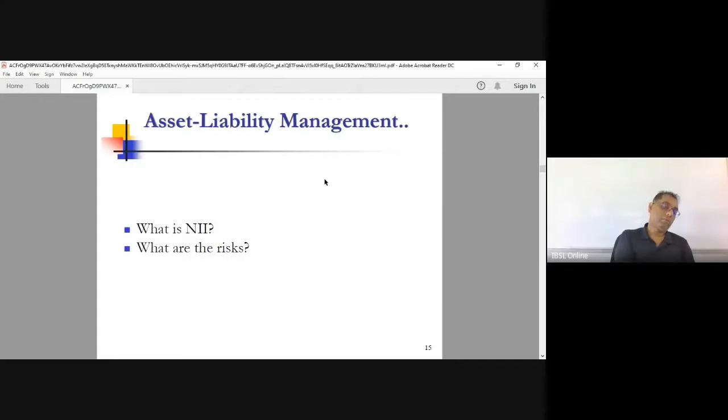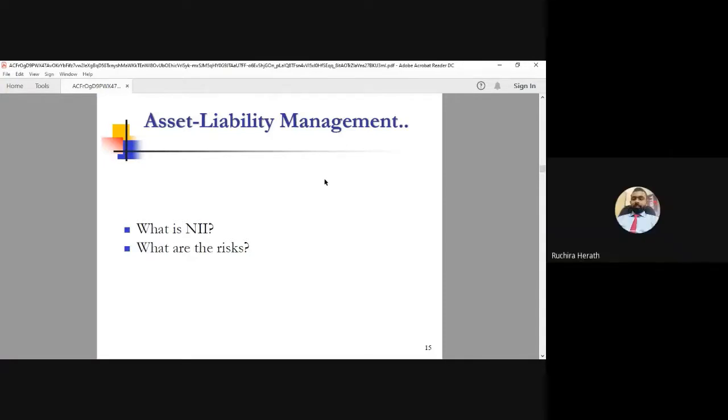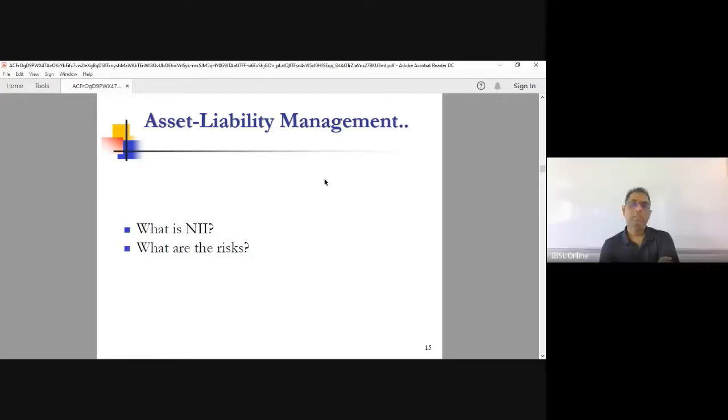Net interest income. So what is NII first and foremost? What is NII? Just go ahead. What is it? Net interest income. So when banks keep talking about the NII going up, NII going down, what are they actually referring to? Have you heard it?